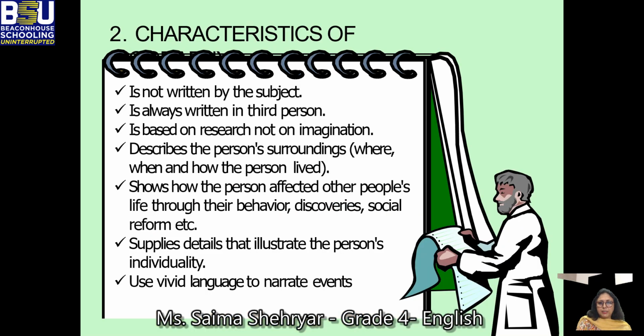All right, so let's see the characteristics now. Let's go through them. It is not written by the subject. It is always written in third person, and is based on research, not on imagination. It means that you really have to do the research work. It describes the person's surroundings, where, when, and how the person lived. It shows how the person affected other people's lives through their behavior, discoveries, social reform, etc.